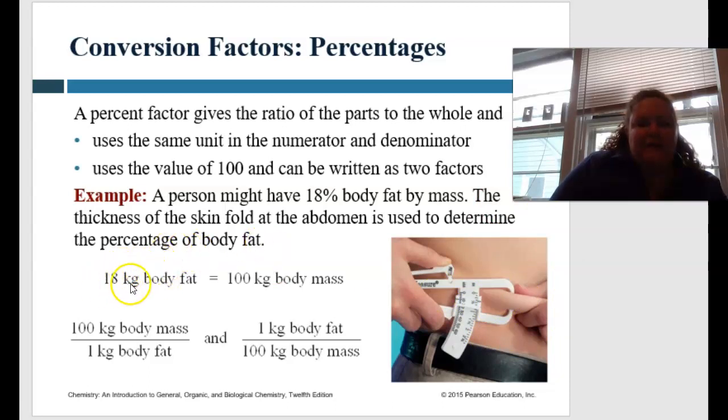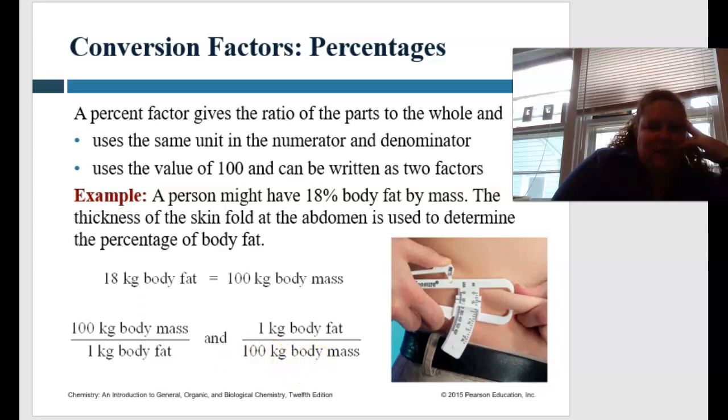So we know that 18 kilograms of body fat equals 100 kilograms of body mass. That's a known factor. So we can write that again in different ways. Okay, so this is just showing you that you can write 100 kilograms of body mass equals 18 kilograms of body fat, or 18 kilograms of body fat equals 100 kilograms of body mass.